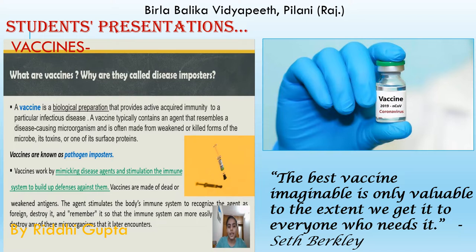Vaccines are made of dead or weakened antigens. The agents stimulate the body's immune system to recognize the agent as foreign, destroy it and remember it, so that the immune system can more easily recognize and destroy any of these microorganisms that it later encounters.